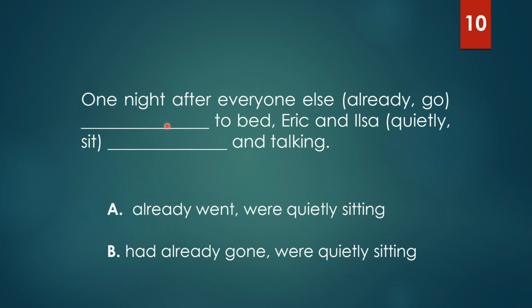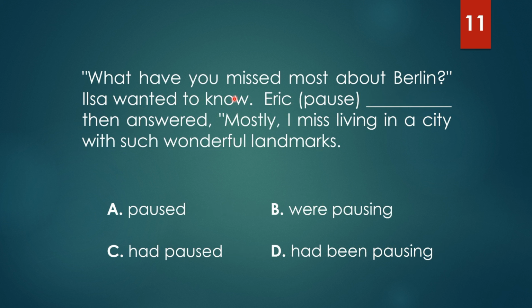Number ten, one night after everyone else went to bed. Okay, so this going to bed happened before their activity. So going to bed should be used with past perfect. Well, that would be had already gone to bed. Erica and Ilsa, well, a progressive one, were quietly sitting and talking. Eleven, what have you missed most about Berlin? Ilsa wanted to know. Eric, well, a simple past is needed here. Then answered, paused and answered.